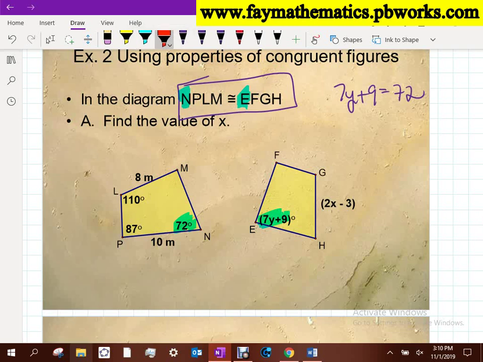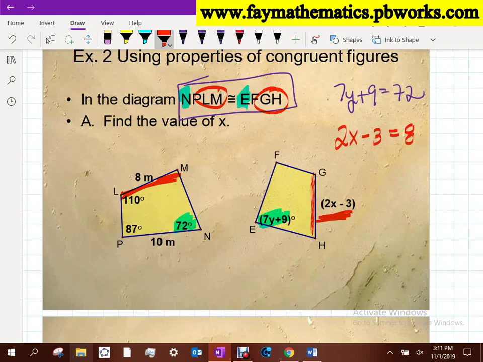Okay, the next thing I want to do is solve for x. So I go find the object that x is attached to. It's attached to segment GH here, right? So GH is the last 2 letters here. So what should it be congruent to over here? LM. So I go find LM, and it's that segment there. Okay, so we'll write 2x minus 3 equals 8.